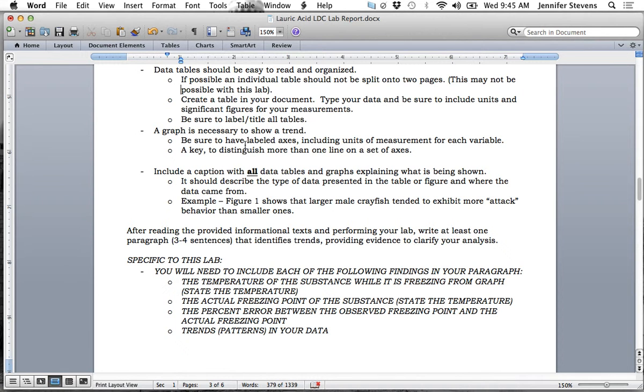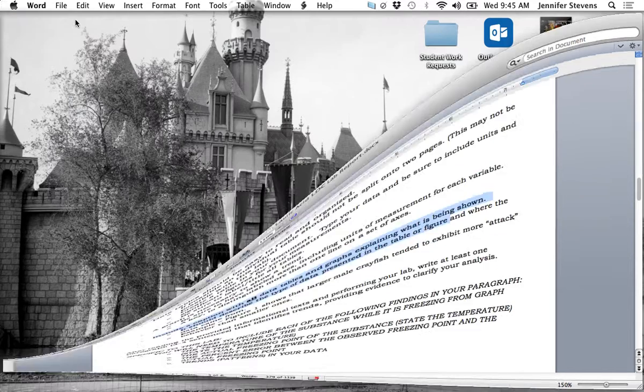Make sure with your graph that you have your axes labeled, and the directions for that and the unit of measurement for each variable are on the other video. And a key, we don't have more than one line on this graph, so we really don't have to worry about that. This part, include a caption with all graphs and data tables.